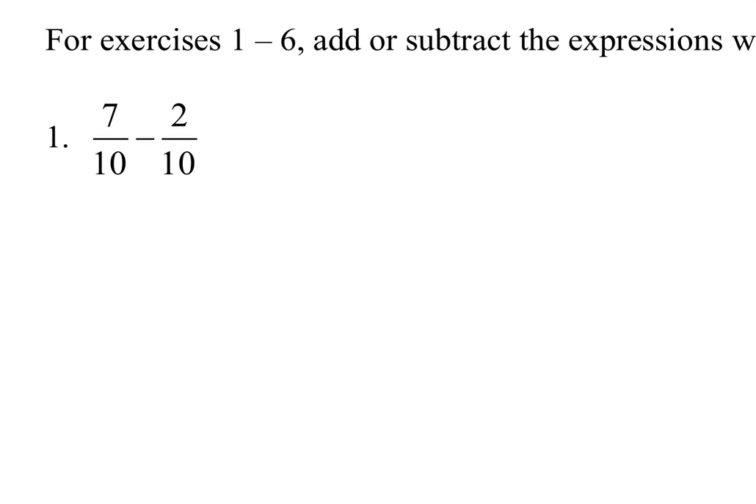On number 1, this works out quite well because they both have a denominator of 10. So all I need to do is say 7 minus 2. I keep the original numerators the same. We come up with 5 over 10. Once you perform your addition or subtraction, you do want to simplify if possible. And this simplifies into 1/2.